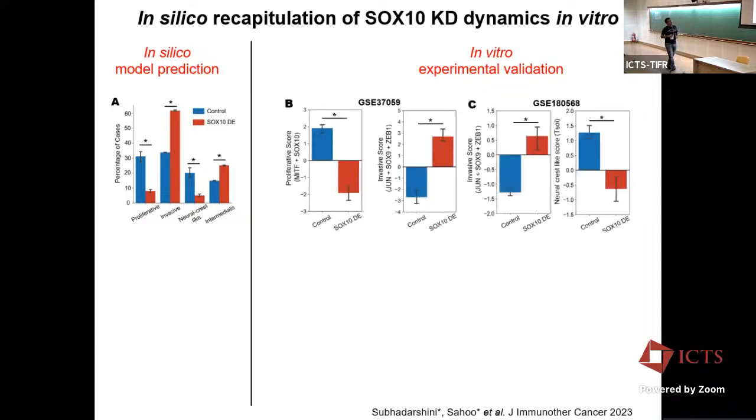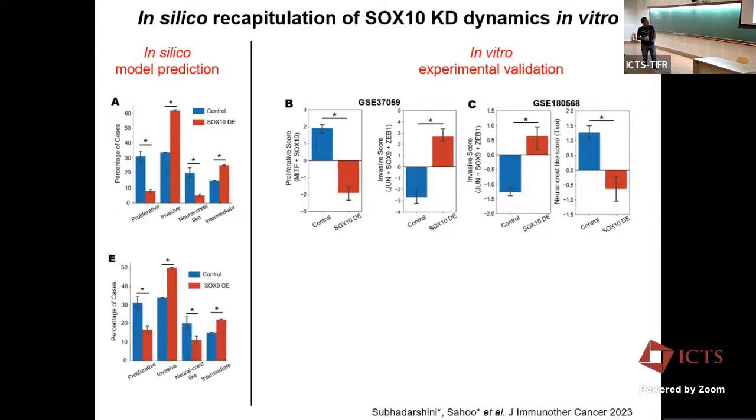Okay. Now let's look at the real data. So again, these are all transcriptomic data sets where exactly this was done. SOX10 was knocked down, and you see that just looking at these 5 genes, proliferative score went down, invasive score went up. And the same thing was seen in a different data set. So it's not just specific to a given set of experiments.